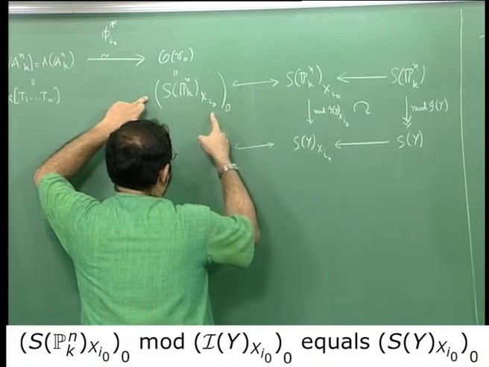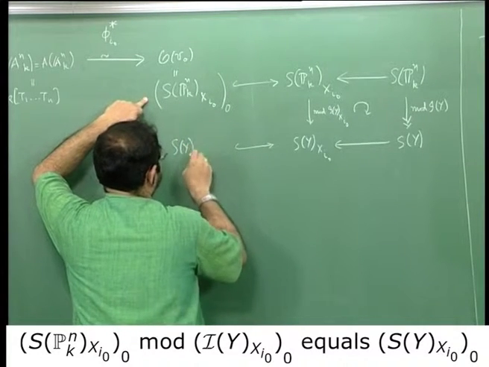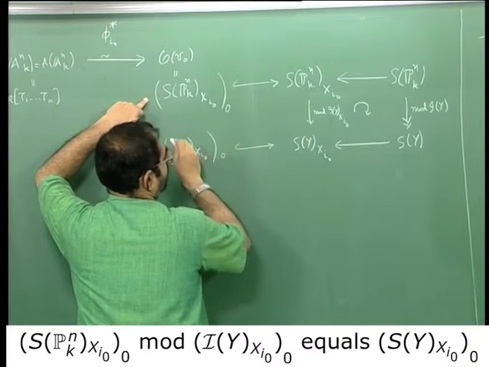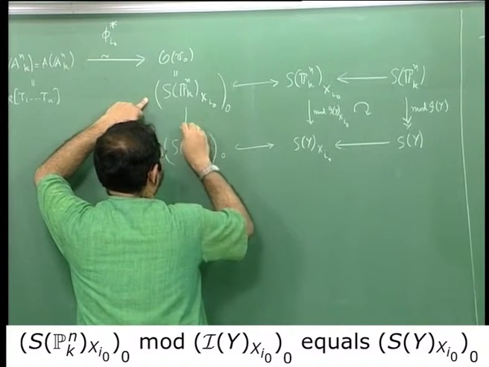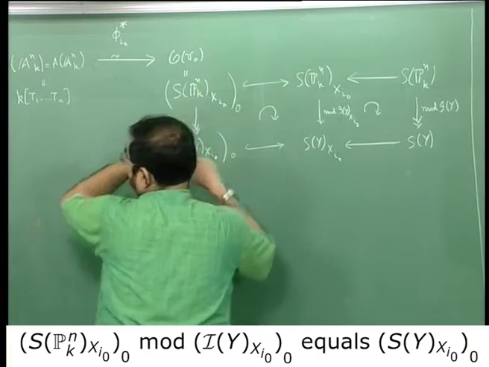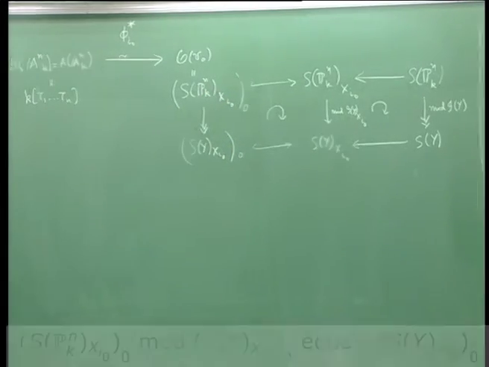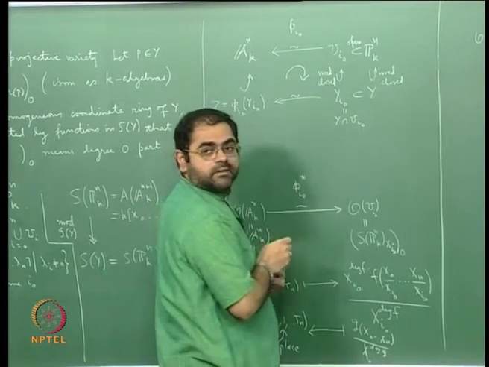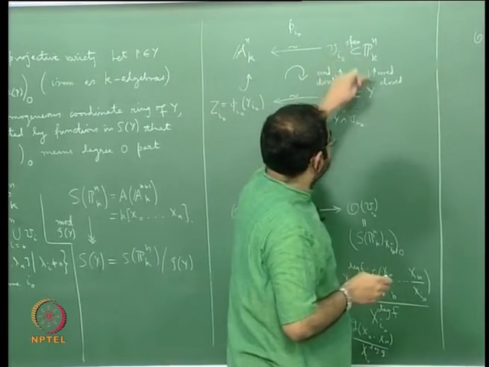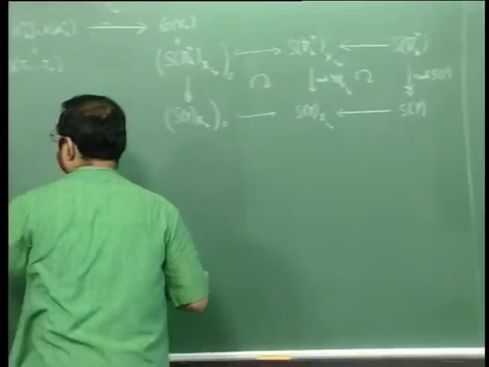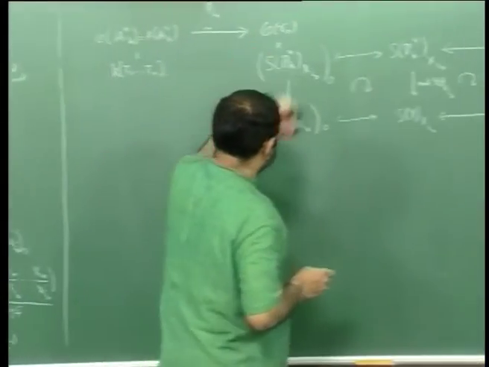Then here what you will get is just Sy localized at xi naught and the degree 0 part, which is again a quotient. This diagram commutes, and it is this quotient that corresponds to this irreducible closed set. So this irreducible closed subset corresponds to this quotient, and this irreducible closed subset corresponds to this quotient.